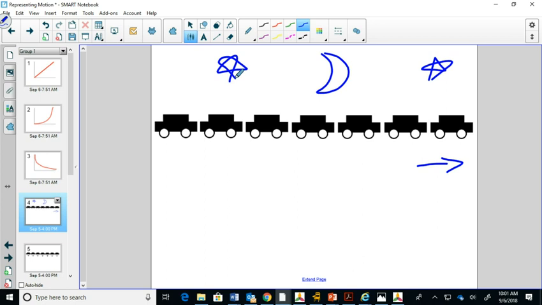So if each of these are the same amount of time, what can you tell me about the distances between them? They're the same in this picture, right? At least I tried awfully hard to make them the same. So then what can you tell me about this car's velocity? It's the same throughout the whole thing, right? It doesn't change. Are we cool?